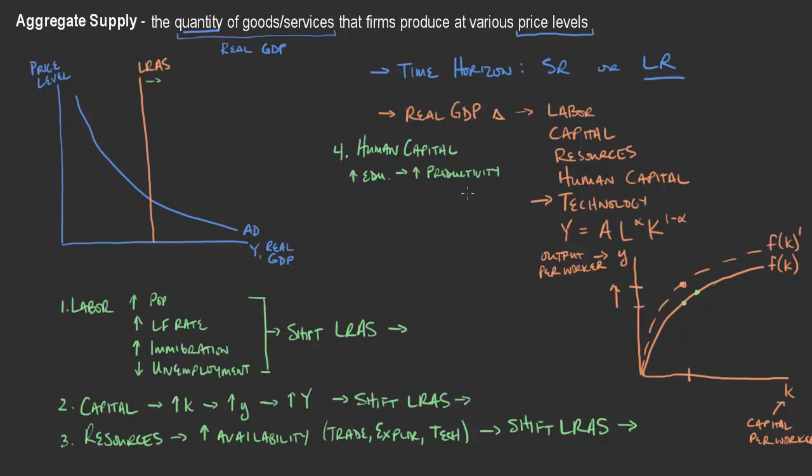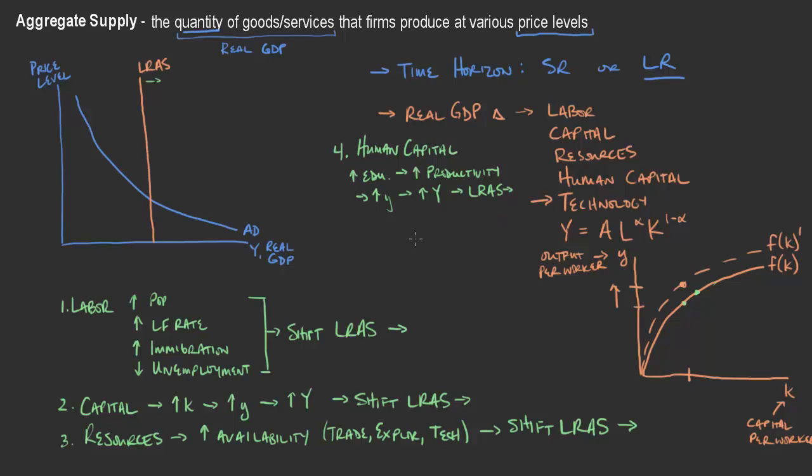Right, and increasing productivity does the exact same thing here. We see an increase in output per worker, per the individuals who have that increase in education, which is going to increase overall real GDP as well. That shift would increase real GDP, and that would be a shift in the long run aggregate supply curve to the right.